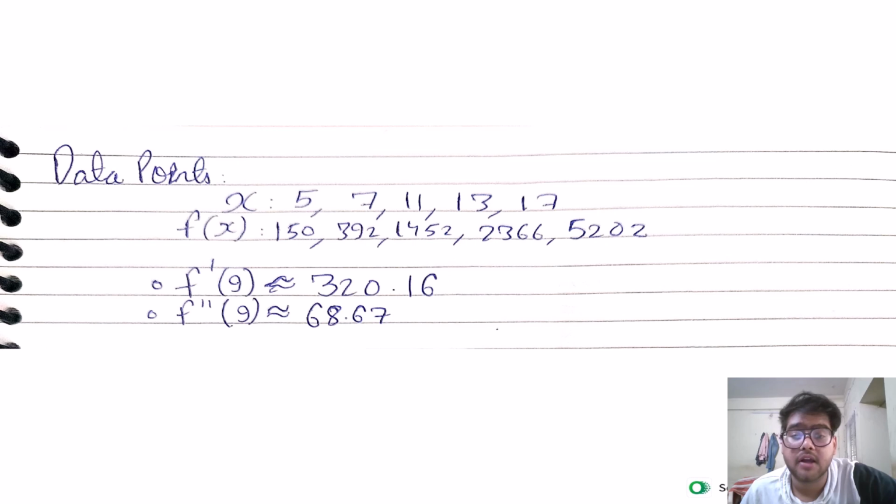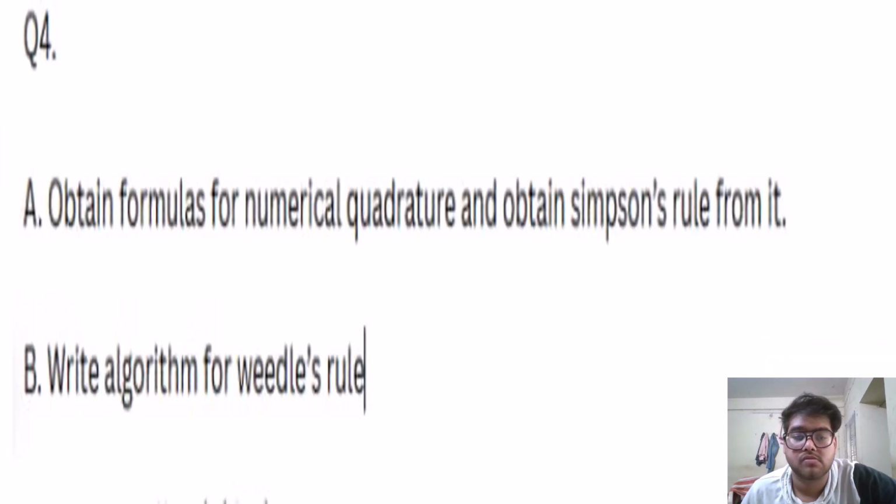The data points: x is equal to 5, 7, 11, 13, 17, f of x is equal to 150, 392, 1452, 2366, 5202. So the first derivative at 9 will be approximately 320.16, and the second derivative at 9 will approximately be 68.67.